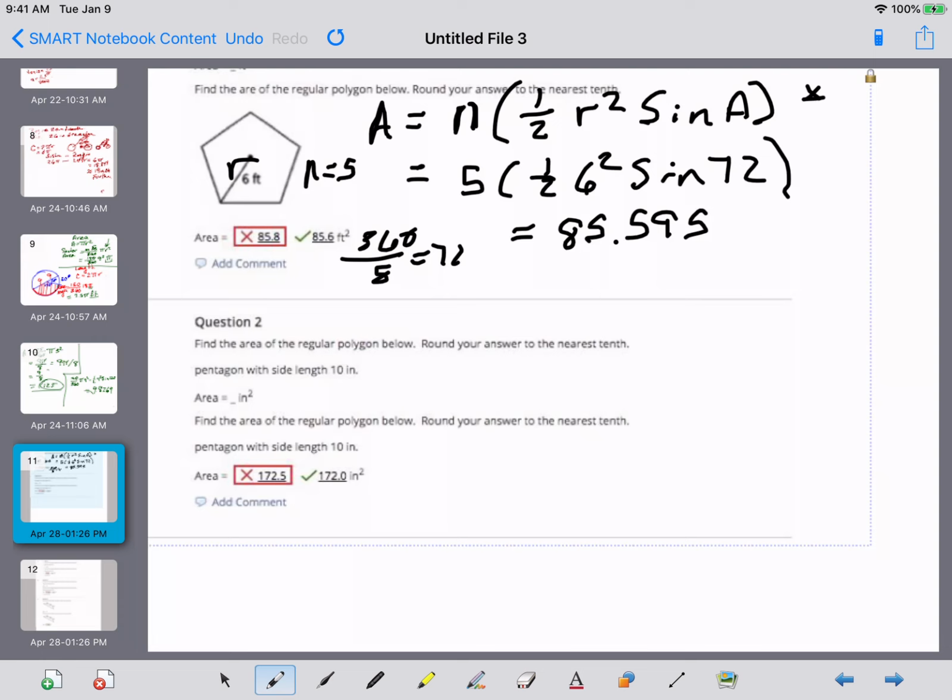Now, did you notice that when I wrote everything out this way, I didn't use intermediate rounded values? I'm just going to round based on my calculator screen. They asked me to round to the 10th, so my answer is 85.6 feet squared. This way I only round once.